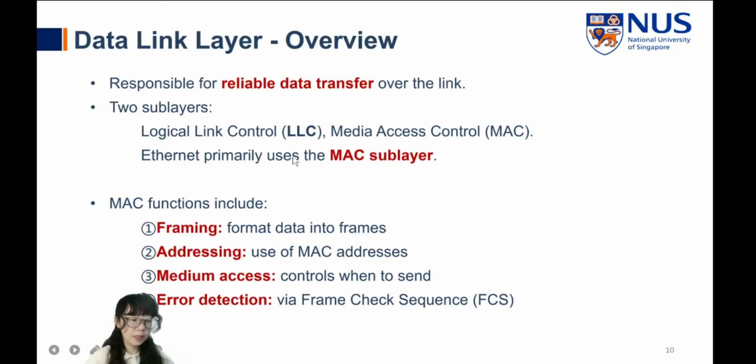Firstly, it formats the data into frames so that they can be sent over the wire. Second, it adds addresses so that the data goes to the right place. Third, it controls access to the medium so that not everyone sends data at the same time. And finally, it checks for errors using a special field called FCS.